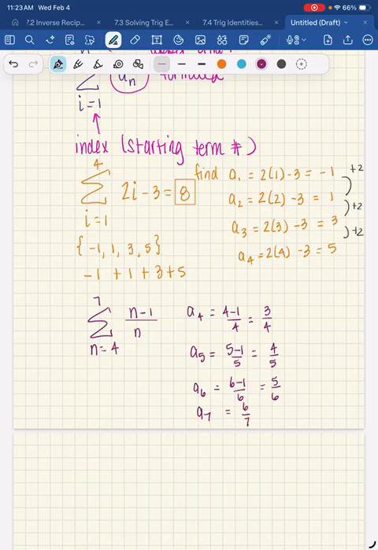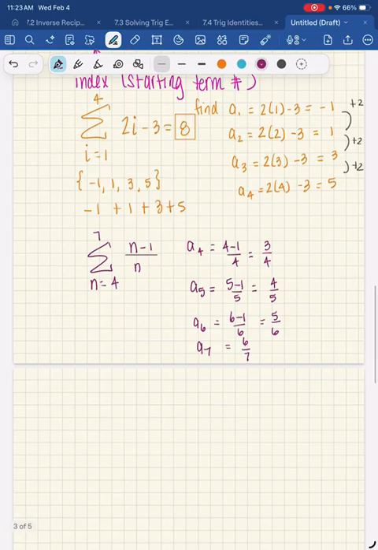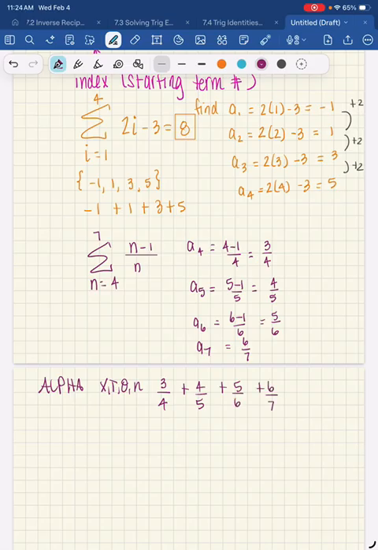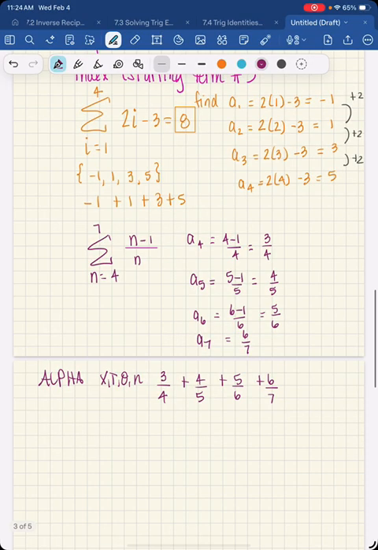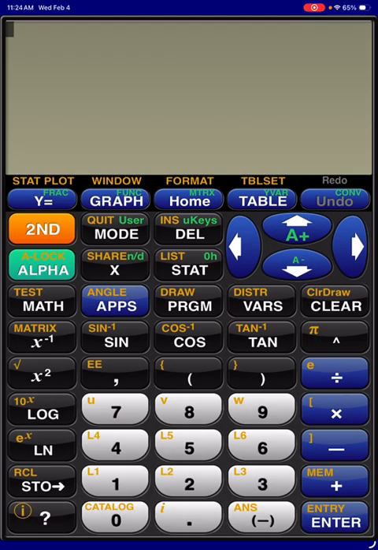Yes, you will be allowed a calculator. So I'm going to use my graphing calculator. And remember, the key next to the alpha is the variable key on the graphing calculator. And so I'm just going to literally add 3/4 plus 4/5 plus 5/6 plus 6/7. Actually, let me see if I can do it on my graphing calculator on my iPad. Let's see if that works. Okay, alpha x. There it is.